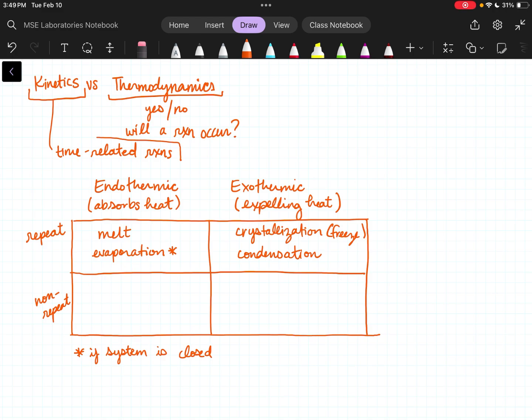Interesting. So it feels very counterintuitive to say that freezing is an exothermic reaction. You're like, no, that feels cold to my hand, but it is minorly releasing some heat.